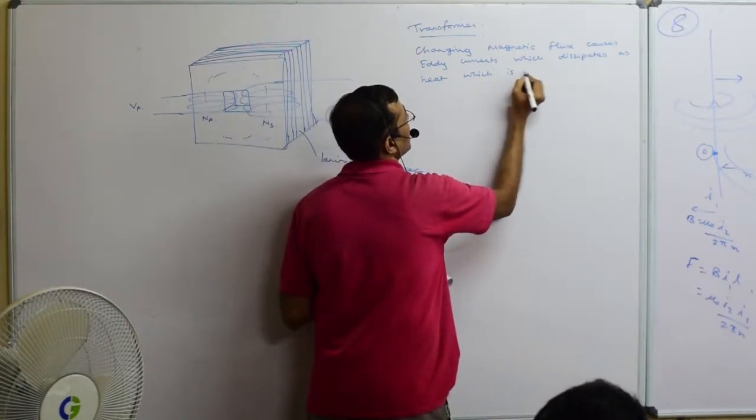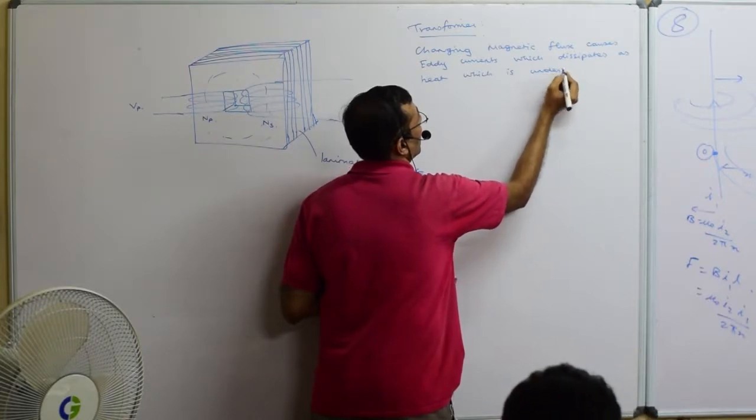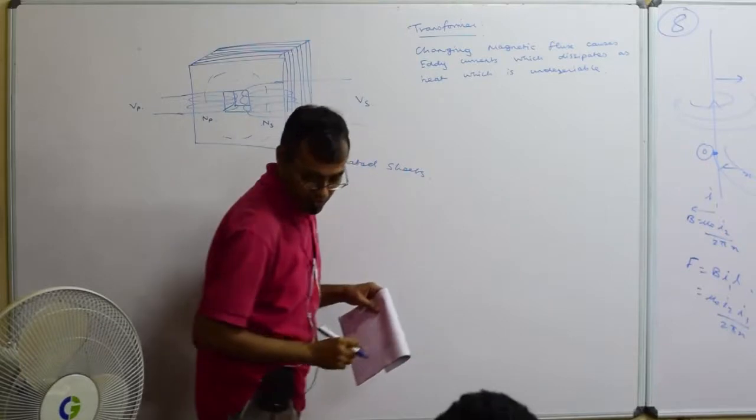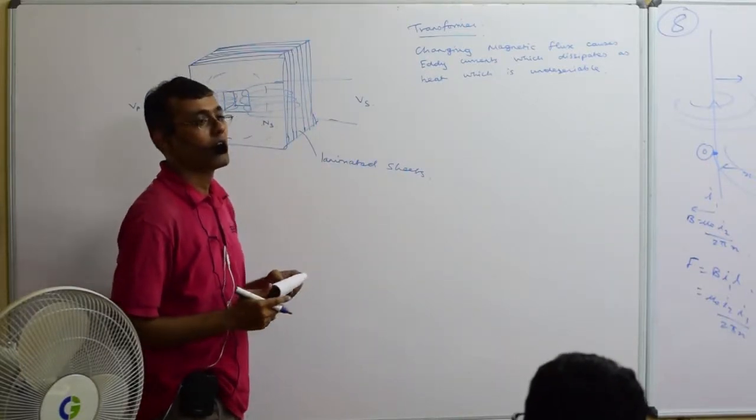Which is undesirable. Okay, so they may ask you, give an example where eddy currents are undesirable.